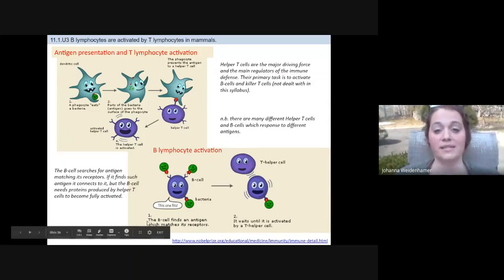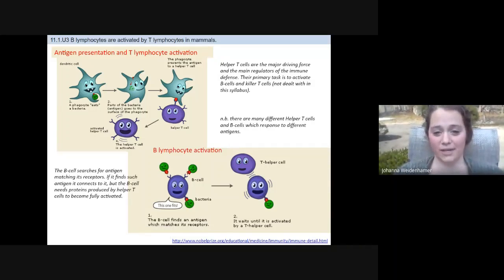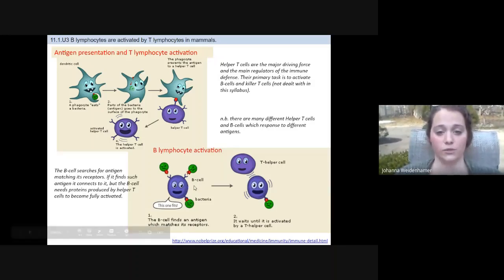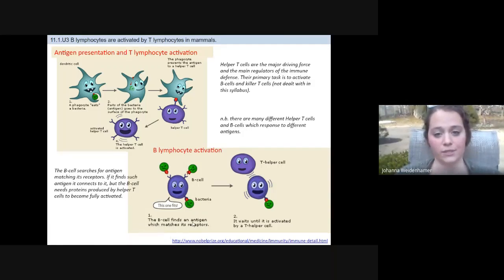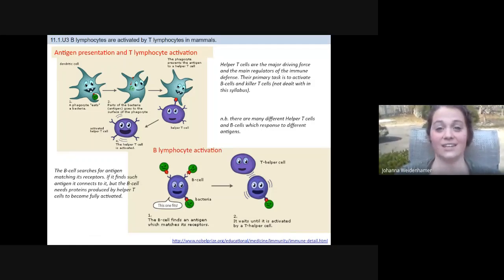The first thing is that the B cell is going to find an antigen which matches its receptors. Now remember, the B cells are producing specific antibodies. So the specific B cell that matches with those antigens on the surface is going to bind to that bacteria. So the B cell uses its receptors to bind to the bacteria. Number two, it's going to wait until it's activated by a helper T cell. It's going to hang on for a second until that helper T cell tells it to be activated.